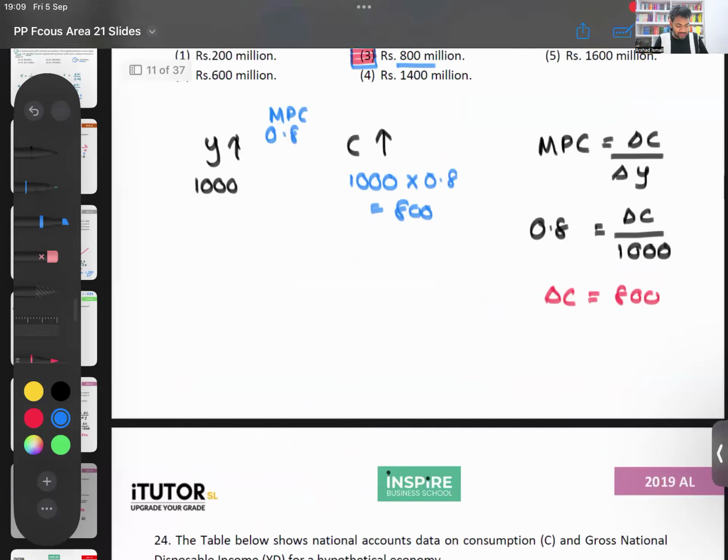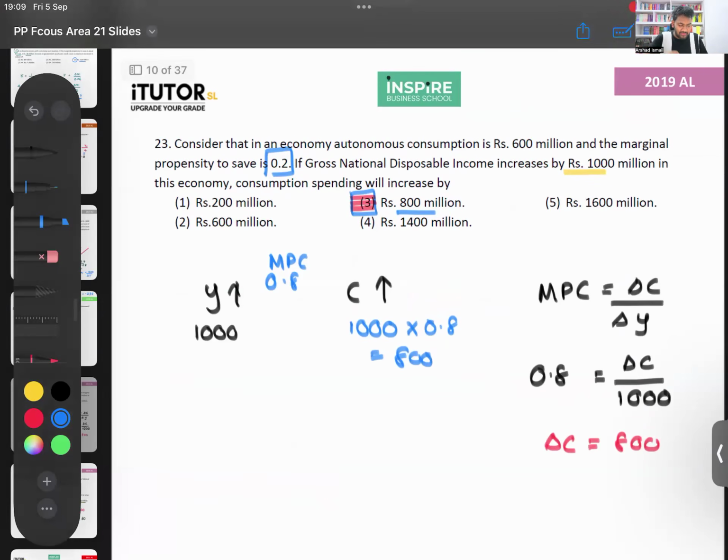Right. Previous question, there was nothing hard. Previous question, just to re-explain, that is, if national income increases by 1,000, by how much will consumption increase? You use the MPC. MPC is change in consumption over change in national income. MPC is 0.8. National income is increasing by 1,000. How much will consumption change by?